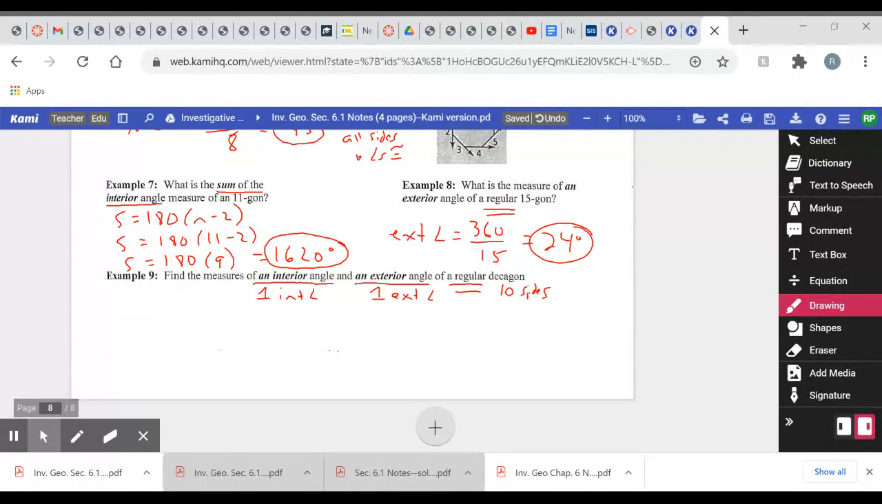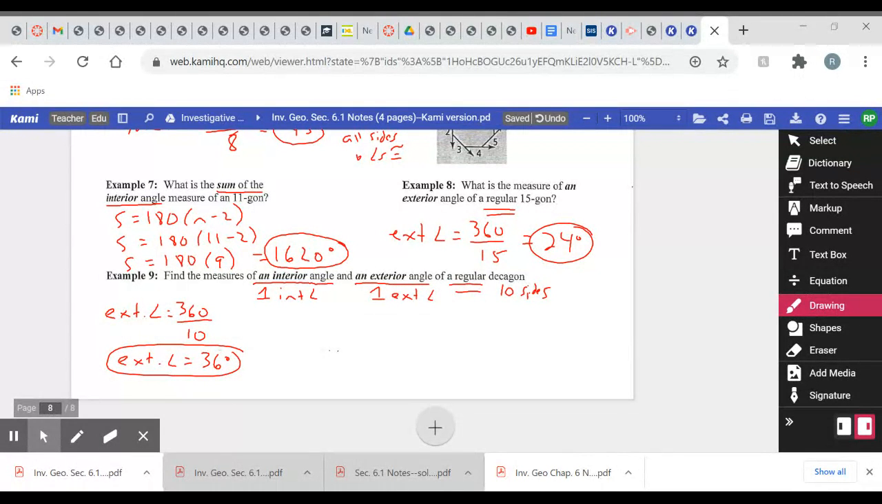The quickest way, I think, to do it is to think that the exterior angle, that I know the sum of the exterior angles is 360. I know there's 10 sides of this figure. And so I know that the exterior angle is equal to 36 degrees. That's what one of them is. So that answers one part of the question.